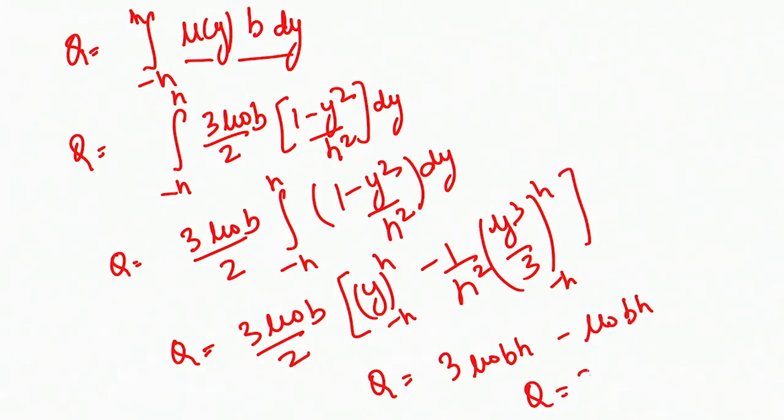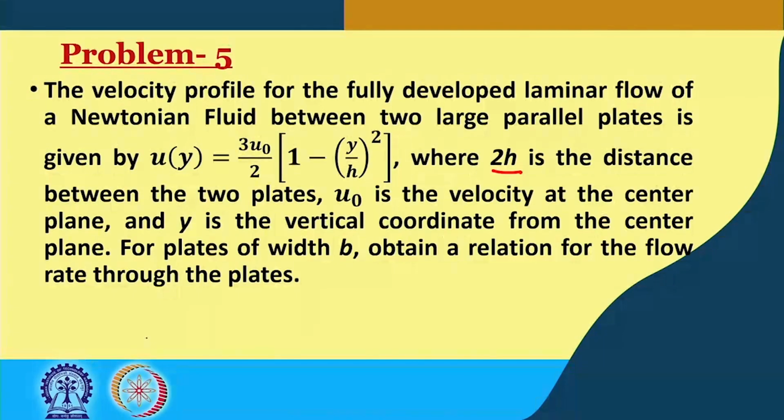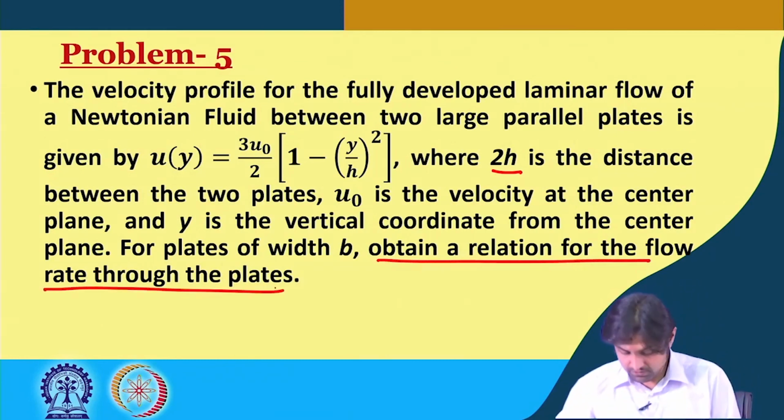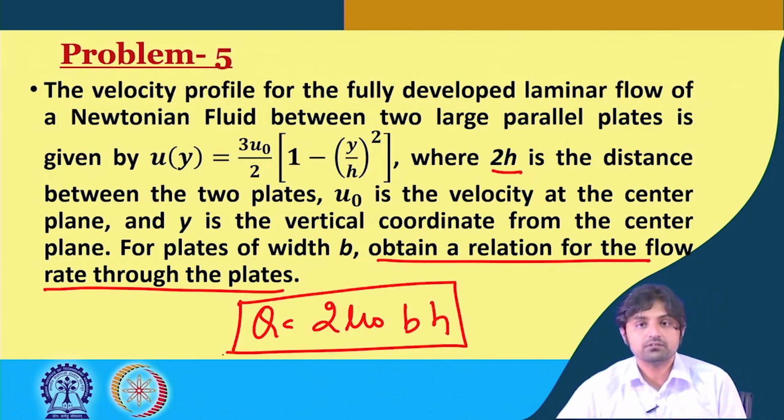So Q will be 2 u naught bh. Now we have to obtain a relationship for the flow rate through the plates, and we have got Q is equal to 2 u naught bh for the problem that was there.